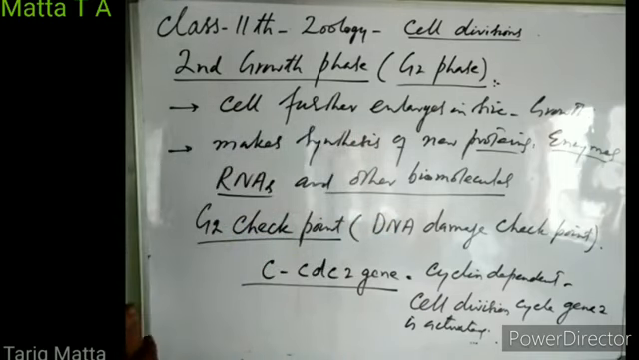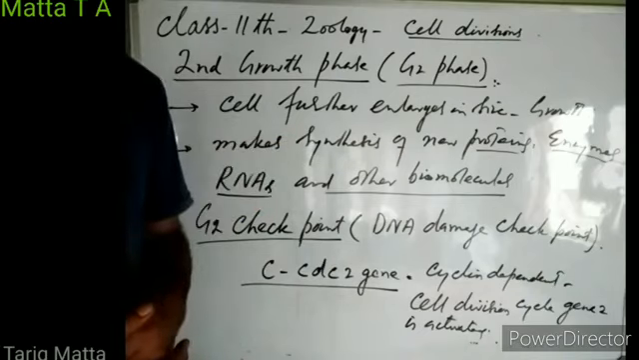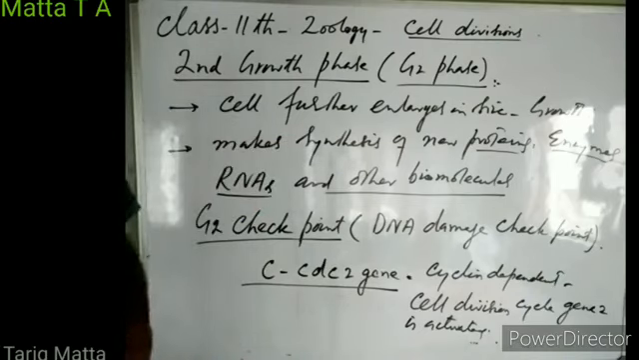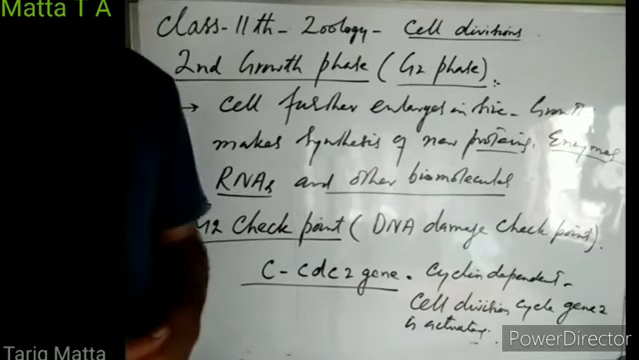So that is all about the three phases of interphase. In the cell cycle, we had the first phase, interphase. We divided that interphase into G1 phase, S phase, and G2 phase. And we discussed the sequence of events which occurs in those different phases.